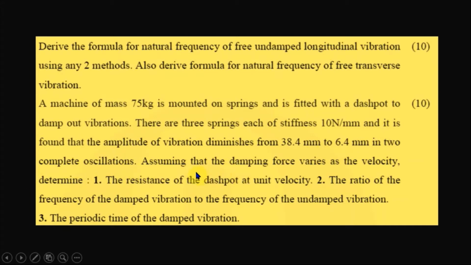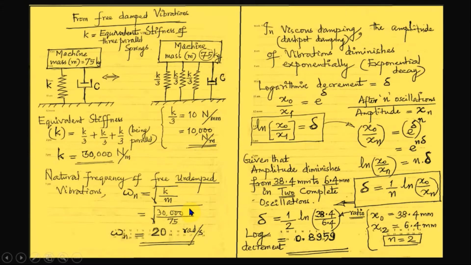Assuming that the damping force varies as the velocity, determine the resistance of the dashpot at unit velocity, the ratio of the frequency of the damped vibration to the frequency of undamped vibration. Then the third part to be found out is the periodic time of the damped vibrations. Let's now discuss the numerical problem in detail.